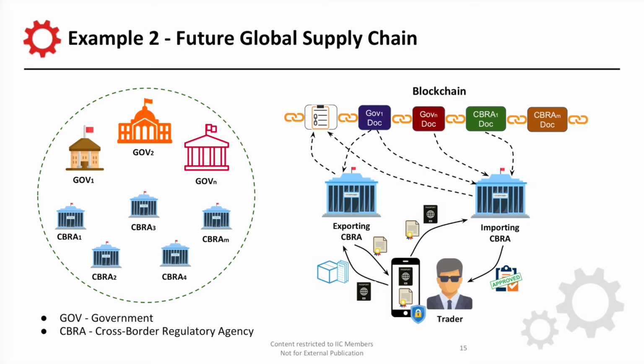So when an international trader wants to use a global blockchain to do import and export, they basically talk with the exporting cross-border regulator agency to submit their specs for their goods and also their passport. They will be cross-verified through the blockchain, and the importing CBRA will do similar things. So in this case, all the tedious paperwork can be gotten rid of by forming this type of decentralized architecture.